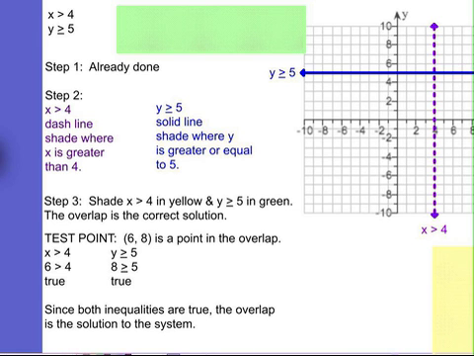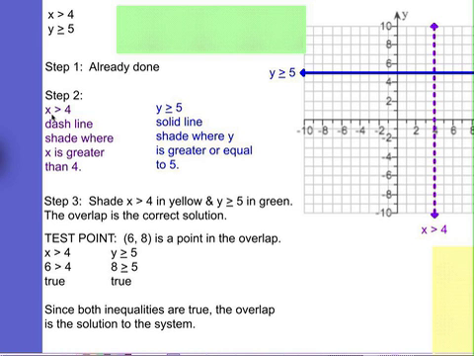Here we have another system that's very similar. We have x is greater than 4 and y is greater than or equal to 5. Again, in both equations, the variable is already by itself, so we're going to skip down to step 2.